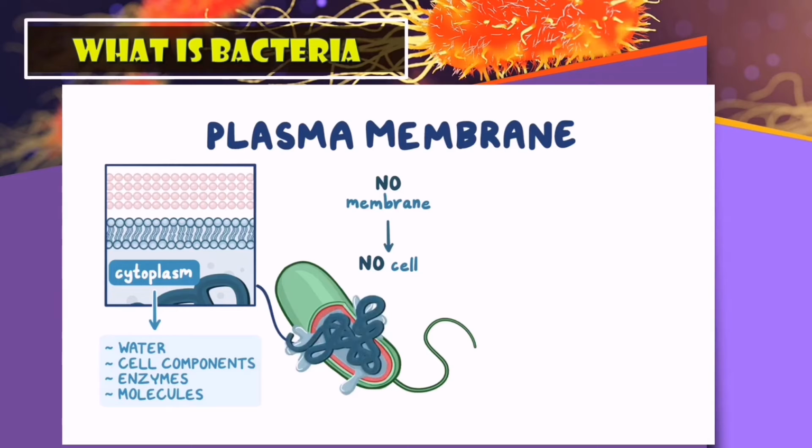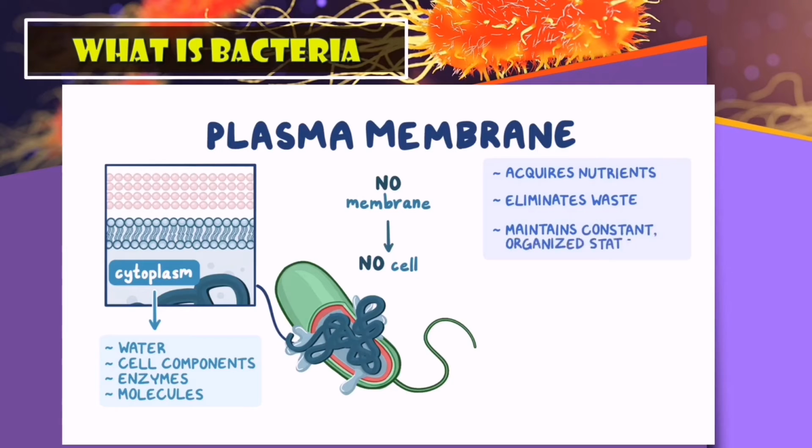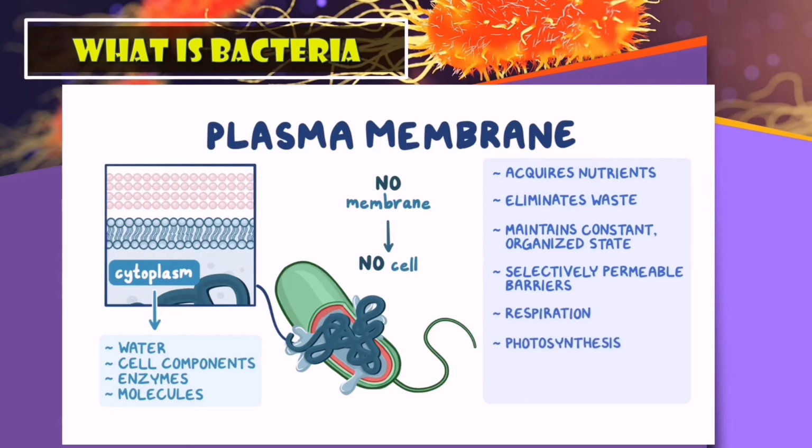Now, the plasma membrane is responsible for most of the cell's relationship with the outside world, by acquiring nutrients and eliminating waste, and also maintains the interior of the bacteria in a constant, highly organized state. All plasma membranes are selectively permeable barriers, which allow certain ions and molecules to pass in and out of the cell while preventing the movement of others. However, in bacteria, the plasma membrane has other important roles, such as respiration, photosynthesis, and the synthesis of lipids and cell wall components.